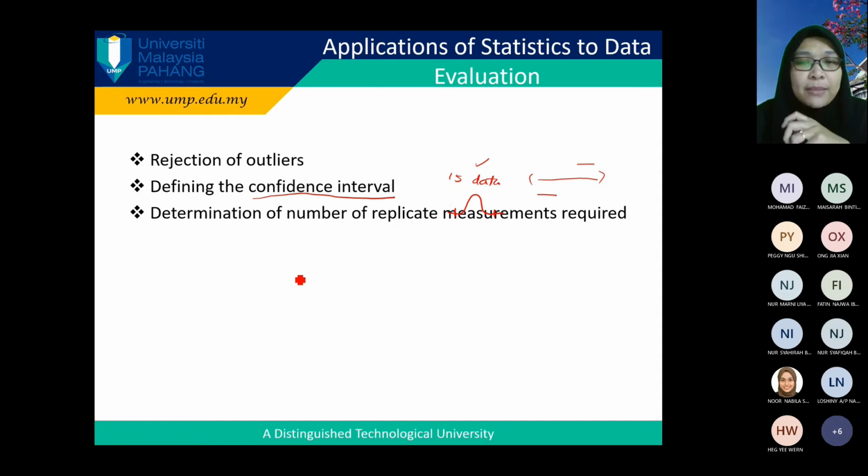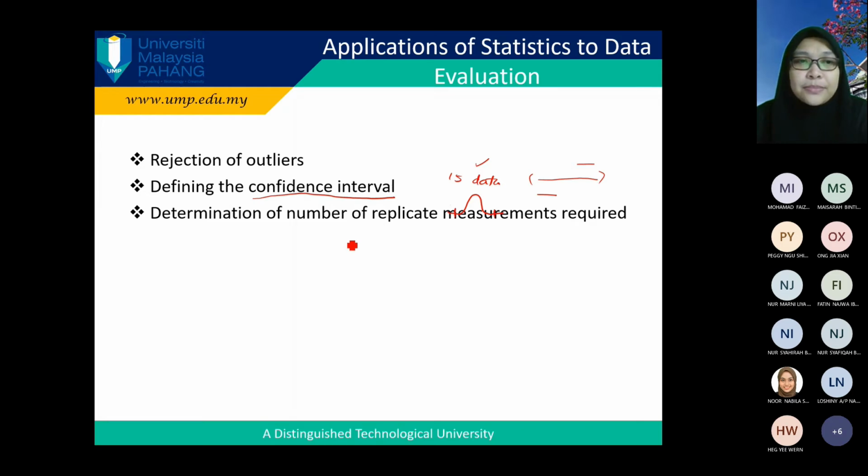Determination of number of replicate measurement required. If you have a sample just now, how many times do you need to replicate the measurement? What is the best replication measurement for your sample? We also have a statistic equation to calculate the best replicate measurement. This one is in chapter 4. We are going to look at how to calculate the number of replicate measurement required based on your sample.